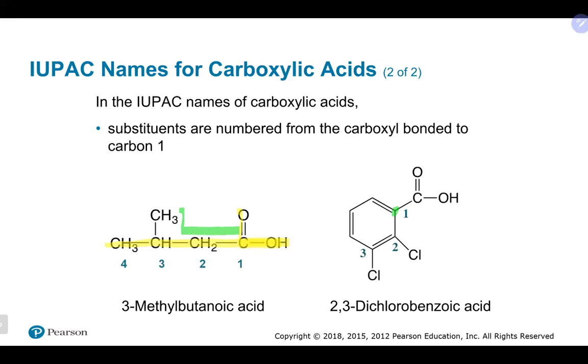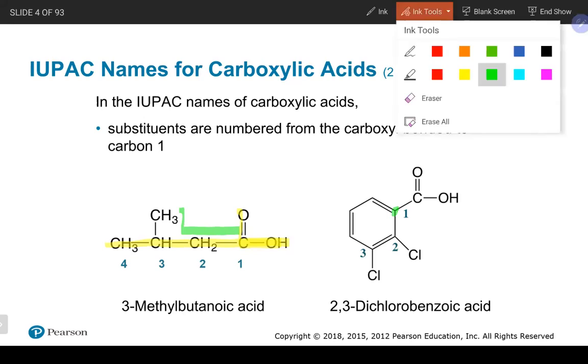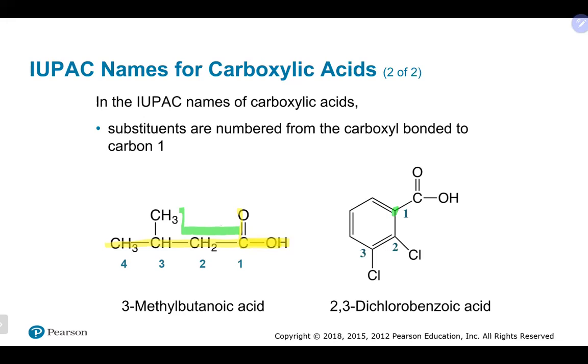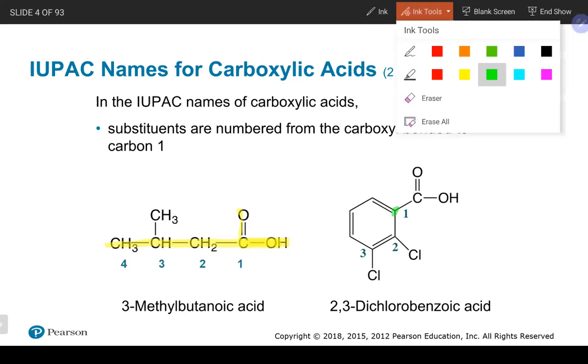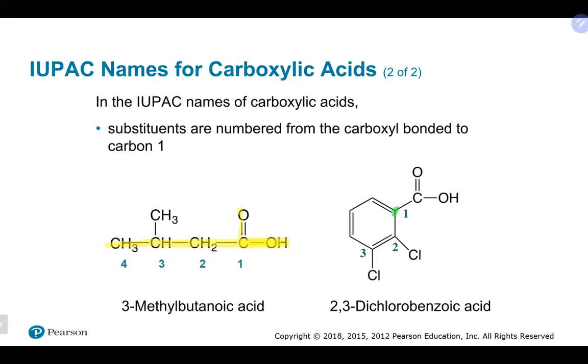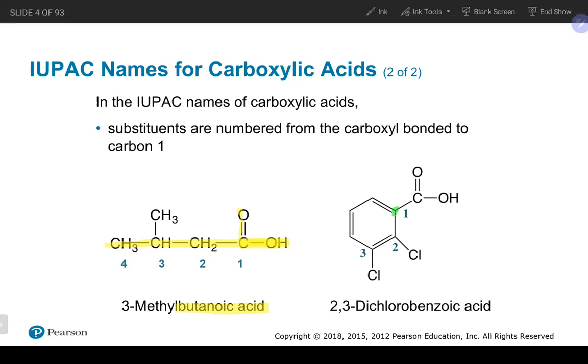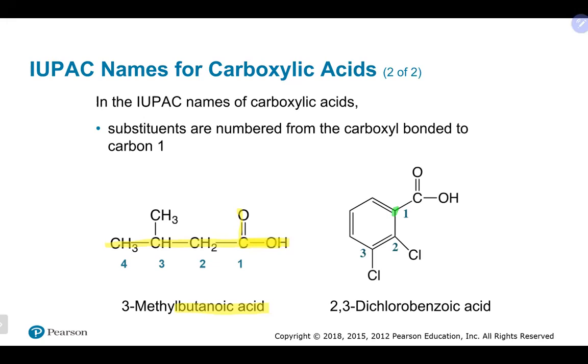So if we took the 4 there in yellow, that would be based off of 4 carbons, which is butane. Since it has a carboxylic acid group, that is where the butanoic acid part of it comes from. And really the group that's attached there is this methyl group. And this here would have to be carbon number 1, which means our methyl group is at carbon number 3. And we have 3-methylbutanoic acid.